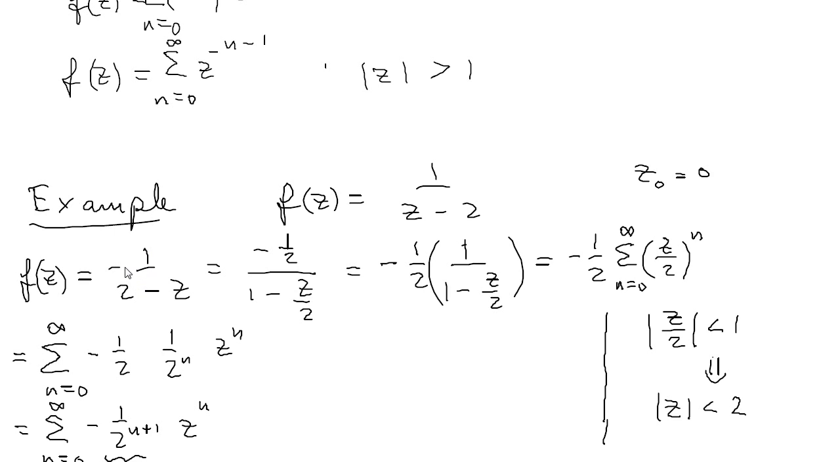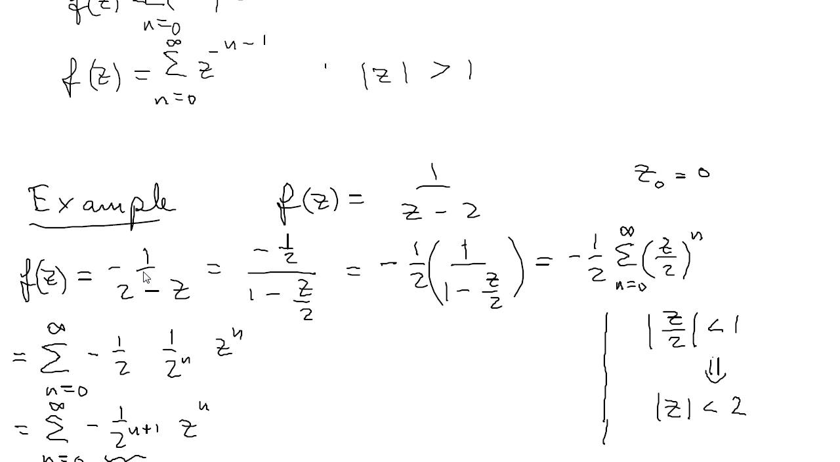We just replace this f of z by minus 1 over 2 minus z. In fact, we just have multiplied with minus 1 in the numerator and denominator. So what does this mean?